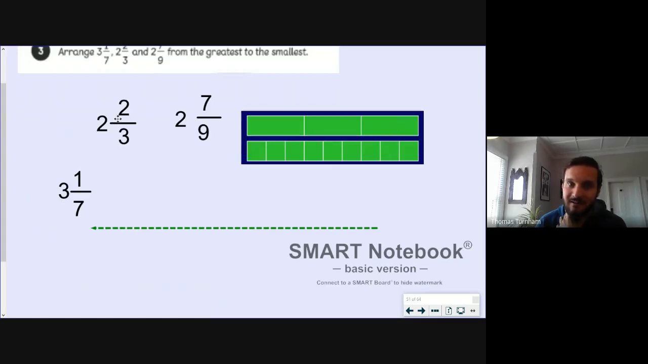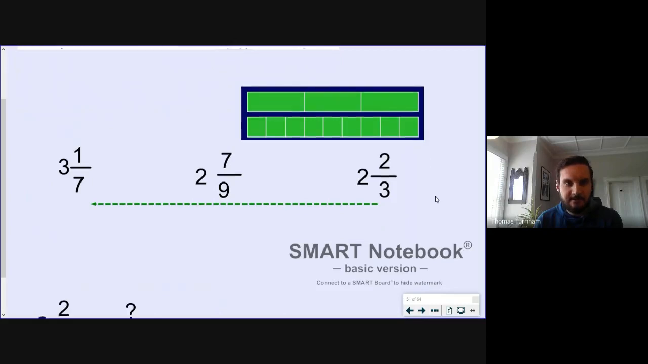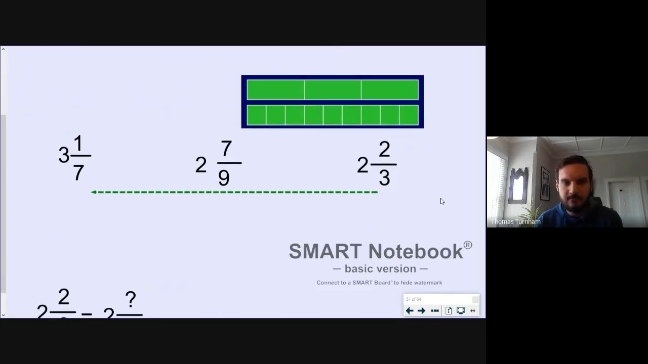Well, I know that 6 ninths is smaller than 7 ninths. So my 2 and 6 ninths, or 2 and 2/3, is the smallest, and my 2 and 7 ninths is the biggest. Okay, I'm not going to ask that question actually. Oh, done it down there.